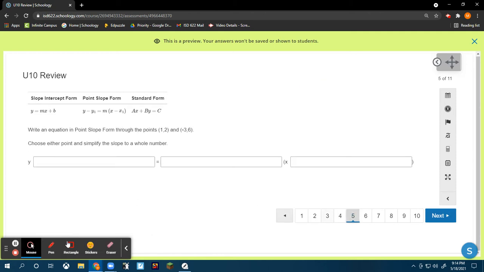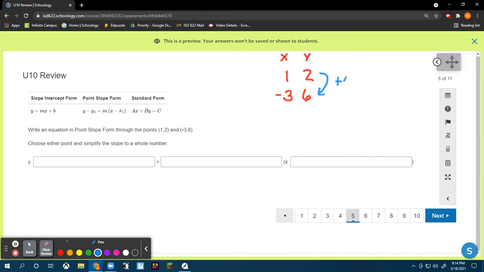Let's try number 5. Still doing point slope form, but we're not given the slope this time. We need to find the slope. So we rewrite our points, 1, 2, and -3, 6. This is our table. That's the x, that's the y. We need to find the change in y. 2 to 6 is +4. The change in y over the change in x. The change in y was +4. The change in x, 1 to -3, is -4. That reduces down, +4 over -4 equals just -1. Notice it says simplify the slope to a whole number, so we're going to use -1.